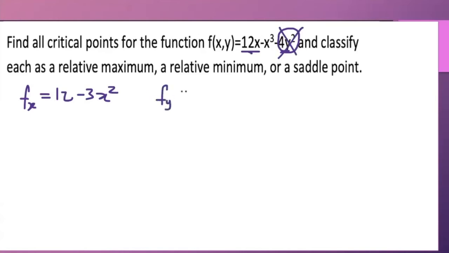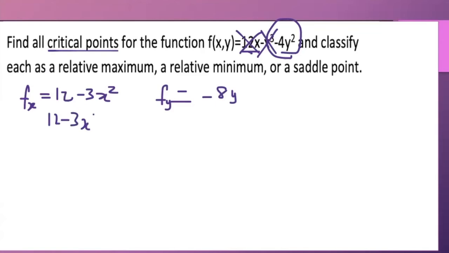For fy, I am going to differentiate with respect to y. This doesn't have any y, so that's 0. This doesn't have any y, so that's 0. And differentiating this, I will get minus 8y. Now, the next step to find the critical points, I need to go ahead and solve. So I have 12 minus 3x squared. And remember, a critical point is where we have the maximum, the minimum, the saddle point, and it's at 0. When it's equal to 0, that's when we have that. So that's how we equate this to be equal to 0 and solve.